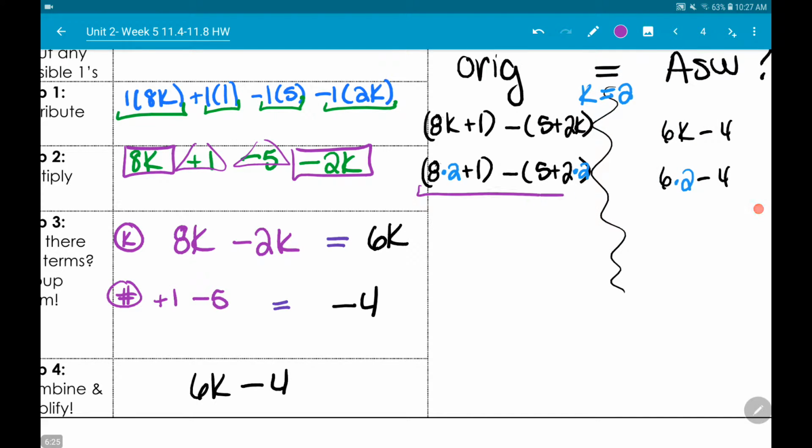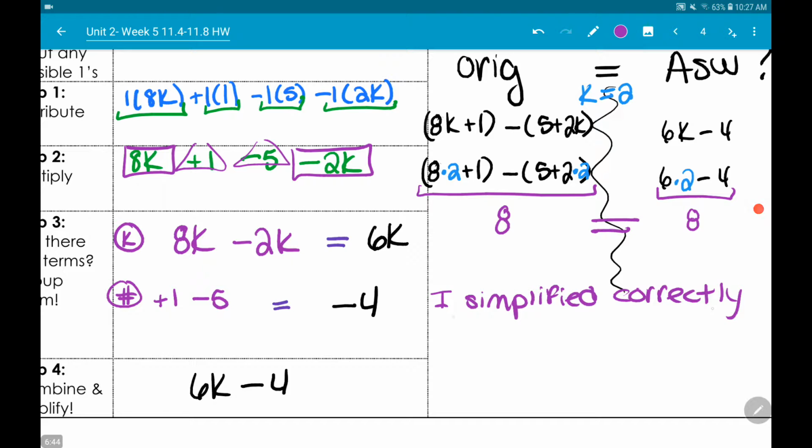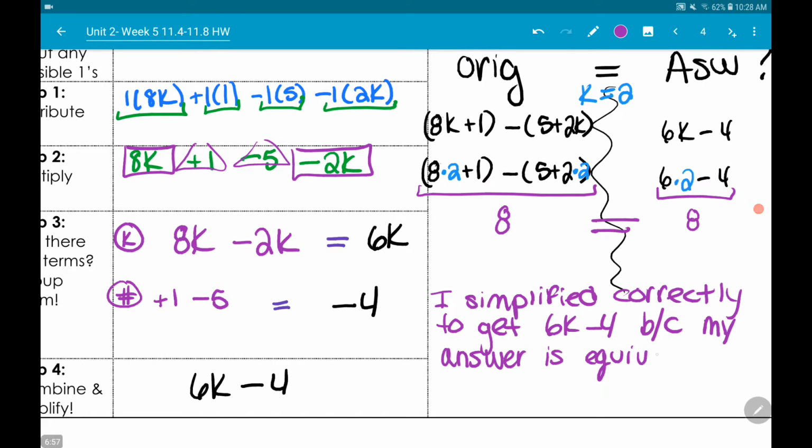Now, so I don't make any mistakes, I'm just going to plug that right in right away. All right, so when I did that, I got 8 and 8. Those are equal, so my conclusion is I simplified correctly to get 6k minus 4 because my answer is equivalent to the original.